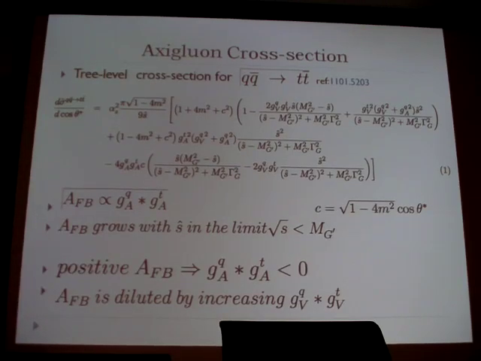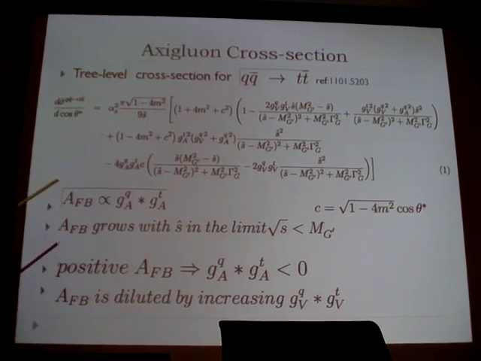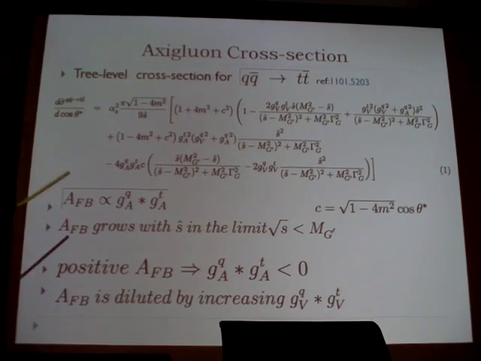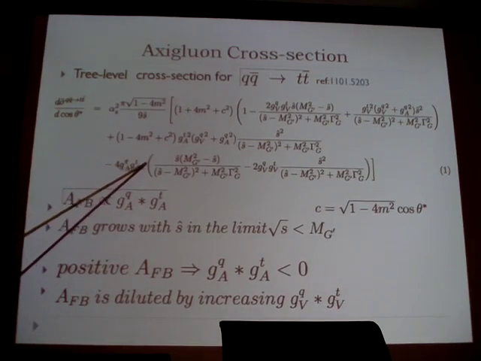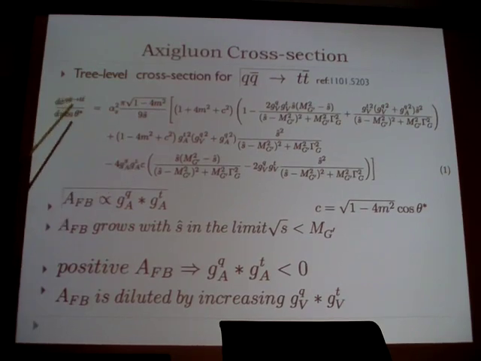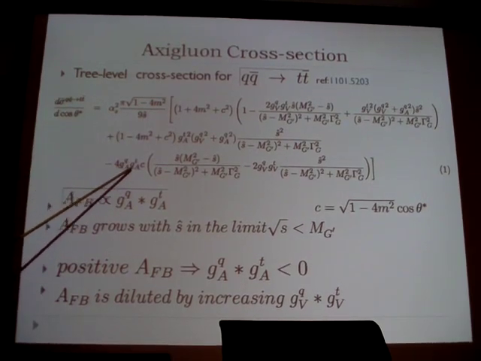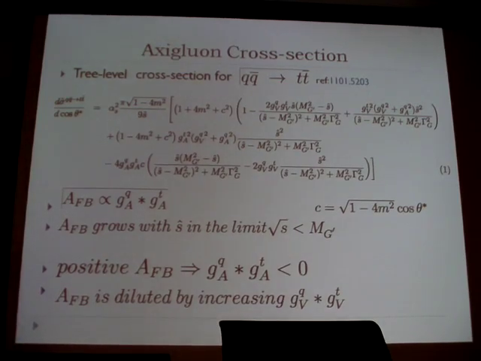That means if the event is in the forward direction, theta should be smaller than 90 degrees, cosine theta should be larger than 0. And also the sign of the forward-backward asymmetry is positive, so that means more events are going forward. So for positive C, the cross section should be larger. That means GAQ times GAT should be negative. No, I get that. I'm trying to think of what actually are the steps of the reasoning.